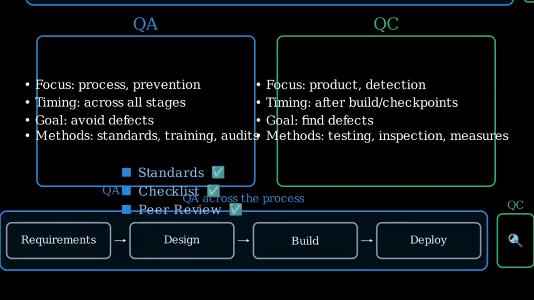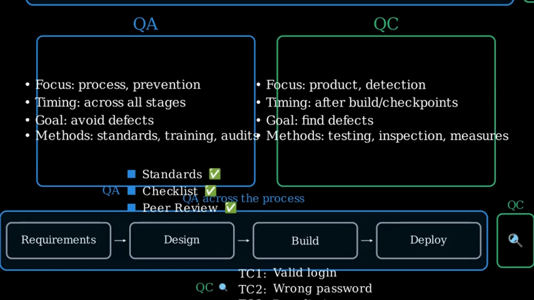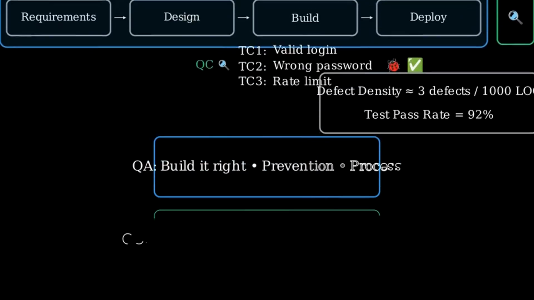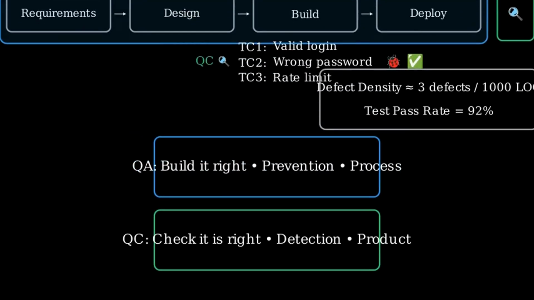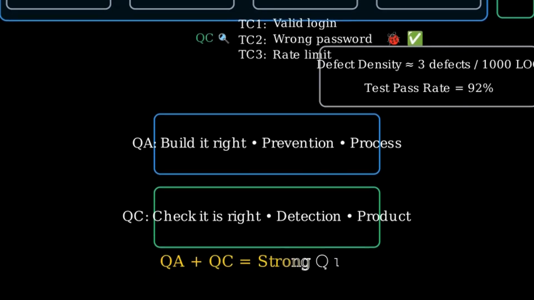Let us apply this idea to a simple example, a new website login feature. We bring back our pipeline. QA actions define a checklist and coding standards during design, and run a peer review before build. These actions prevent many defects. QC actions execute test cases after build, like positive login, negative login, and performance checks to detect defects before release. We can also track useful metrics. For example, defect density or test pass rate to monitor and improve quality.